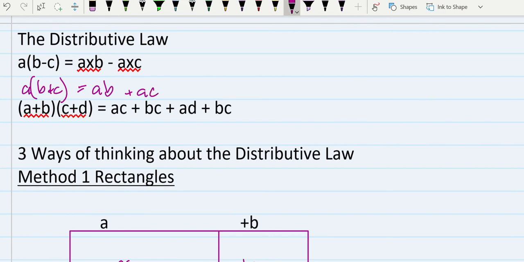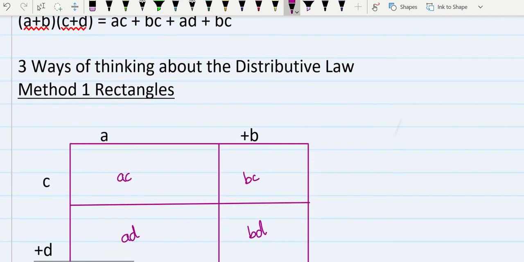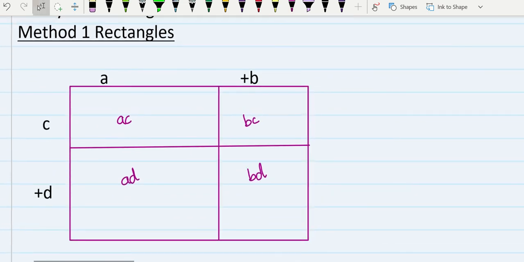Okay, now the two sets of brackets looks like this. A plus B in brackets multiplied by C plus D is, we've got 4 different terms. So the 3 different ways of thinking about this. And the first way is with rectangles.